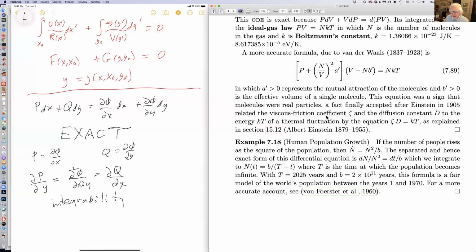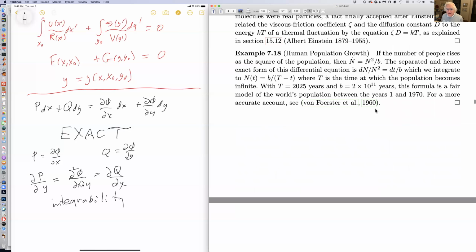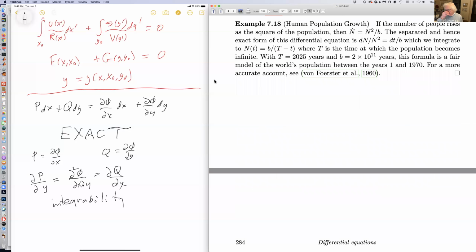But then in 1905, Einstein related the viscous friction coefficient and the diffusion constant, both of which could be measured, to the energy of a thermal fluctuation by this expression. So given these two, and given that you can measure T with a thermometer, you get a measurement of what the Boltzmann constant was. And so all of a sudden, bingo, everything became real. Chemistry was then accepted as an actual science.